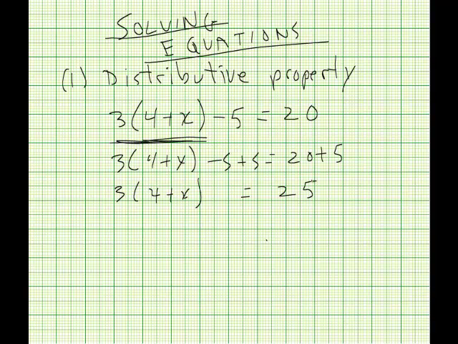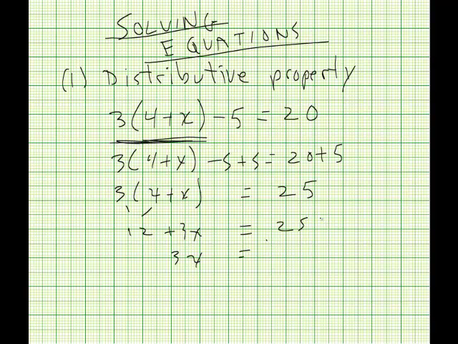Now, two things could happen now. One, I could divide both sides by 3. That would be fine. But just to demonstrate the distributive property, I'm going to actually apply the distributive property. So 3 times 4 is 12. 3 times x is 3x, and this equals 25. Now I'm going to subtract 12 from both sides.